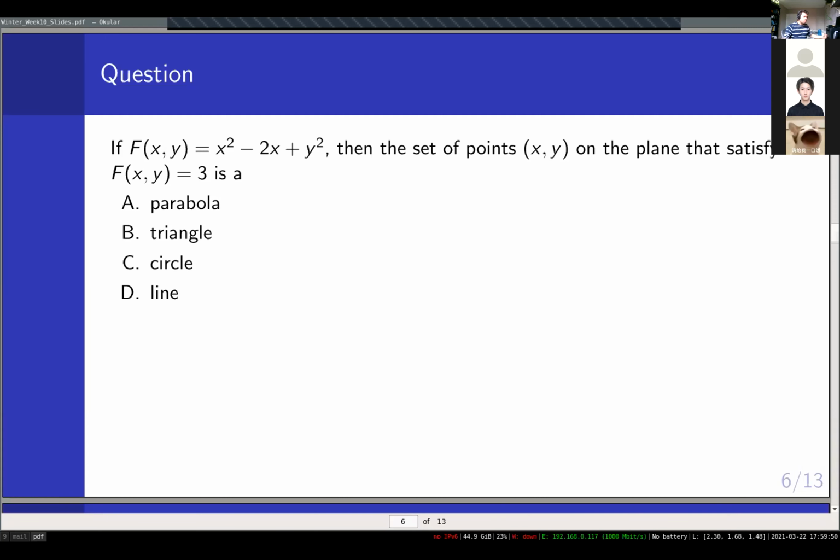Yeah, actually, you know what? Consensus here is on C. C is absolutely the correct answer, if I recall correctly. It is a circle.